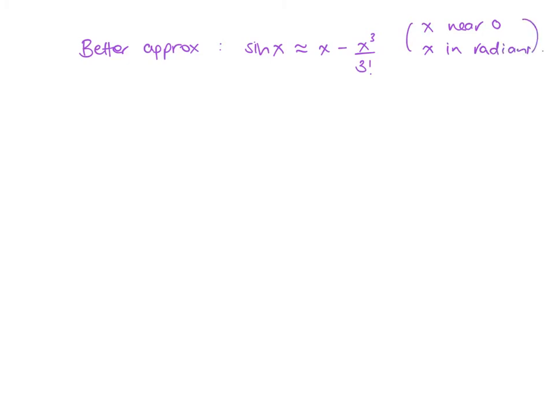Suppose you want a better approximation of sine of x. Well, you can use a cubic. So we can approximate sine of x for x near 0 with x minus x cubed over 3 factorial, where again we're only saying our x values need to be near 0 and our x is in radians. Let's have a look at a picture of what this means.